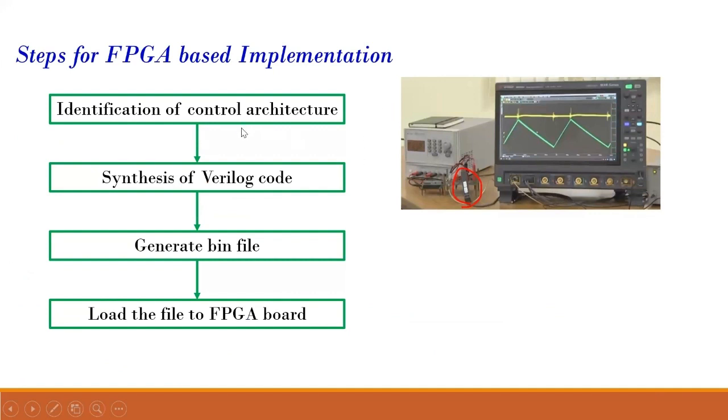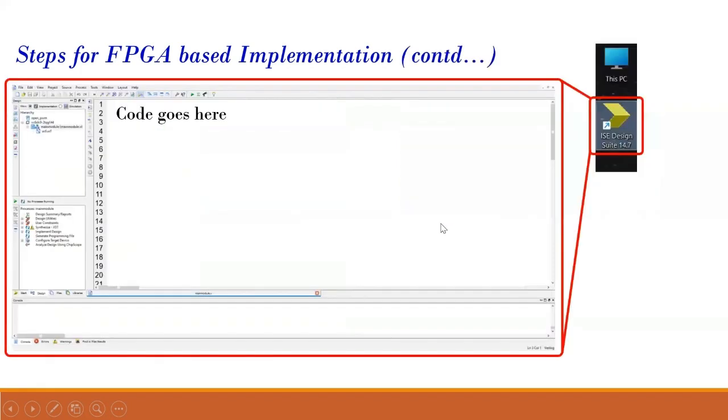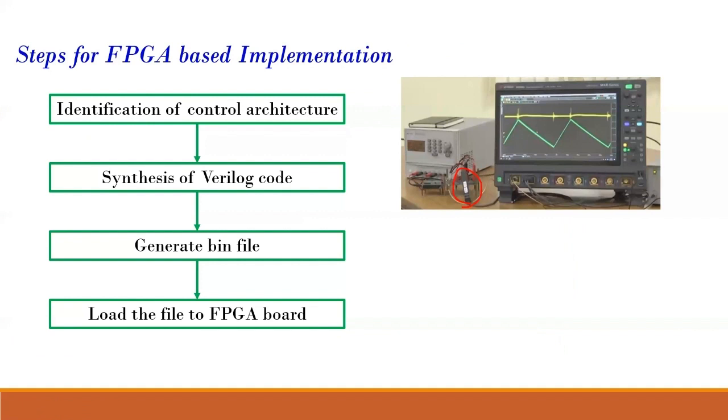What we do is we first identify what sort of architecture and what sort of control we are using. They will write a Verilog code, then generate a bin file, and then we will load the file to the FPGA. This is the oscilloscope, which is showing the inductor current and the output voltage. This is the power supply, and this is the board.